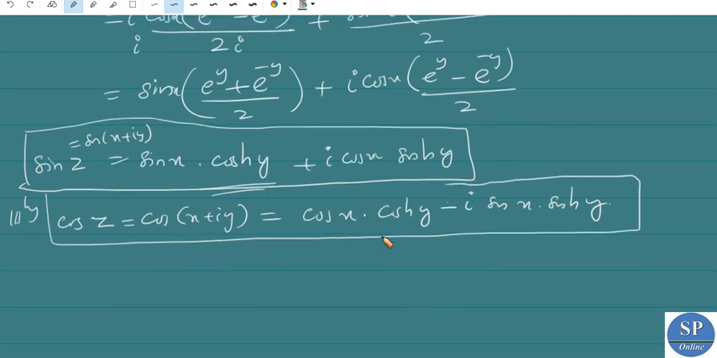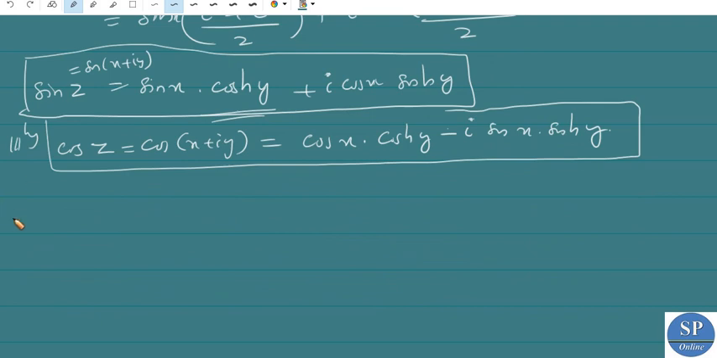Now what about mod sin z whole squared? We have mod sin z as the square root of this square plus this square. So |sin z|² is equal to sin²x · cosh²y + cos²x · sinh²y.